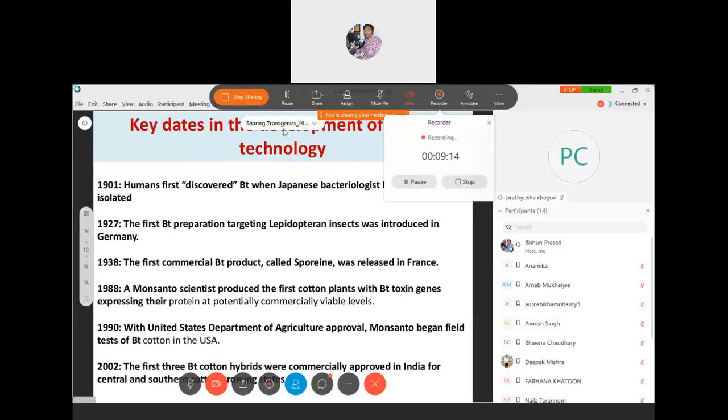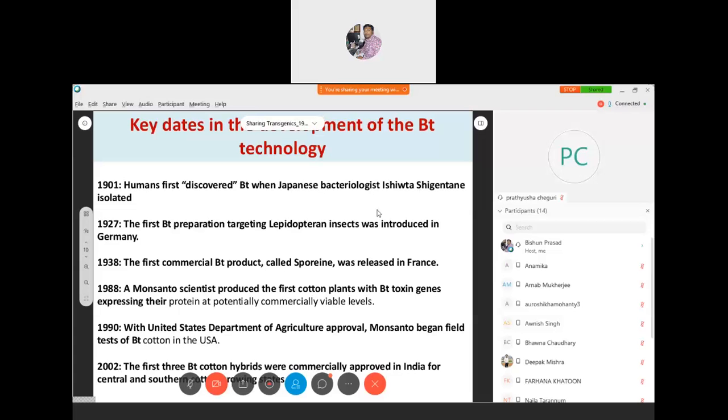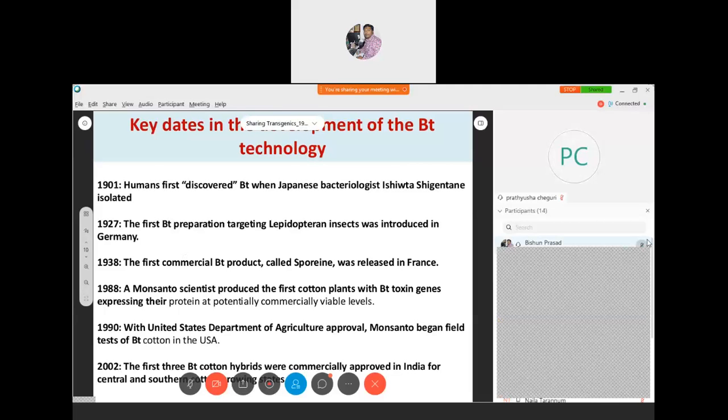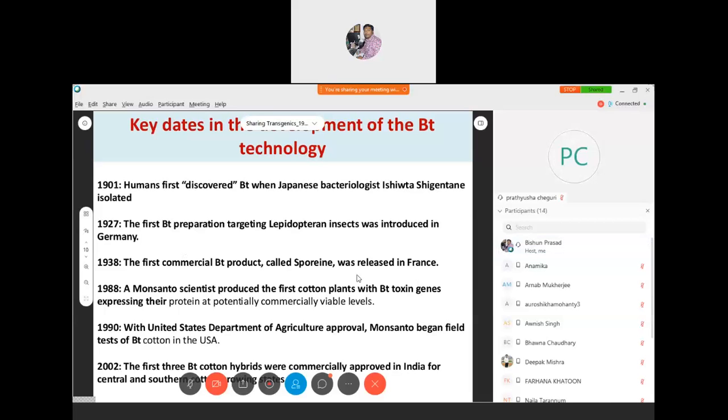Then these are the different landmark achievements which will be helpful in doing the genetic engineering for making Bt cotton. So in 1901 humans first discovered the Bt gene, and a Japanese bacteriologist isolated this Bt gene. In 1927 a Bt preparation was made against the Lepidopteran pest. In 1938, the first commercial Bt product known as Sporeine was released in France. This is also important. The first commercial Bt product was released in France in 1938.